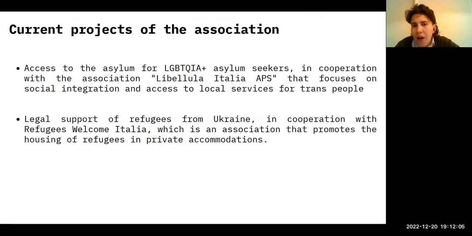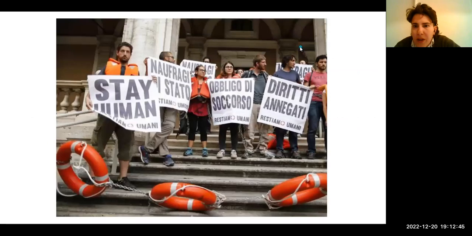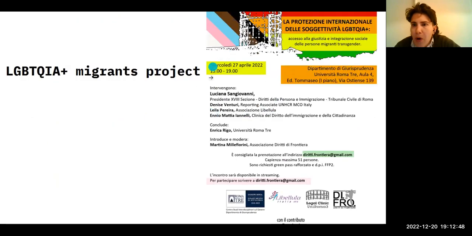And in the end, last year we started these two projects for legal consultant support to LGBTQ asylum seekers, with another association really well known in Rome for the support to LGBT people, Libellula, and also the legal support to Ukrainian refugees with another very big and well-known association that is Refugees Welcome Italia.